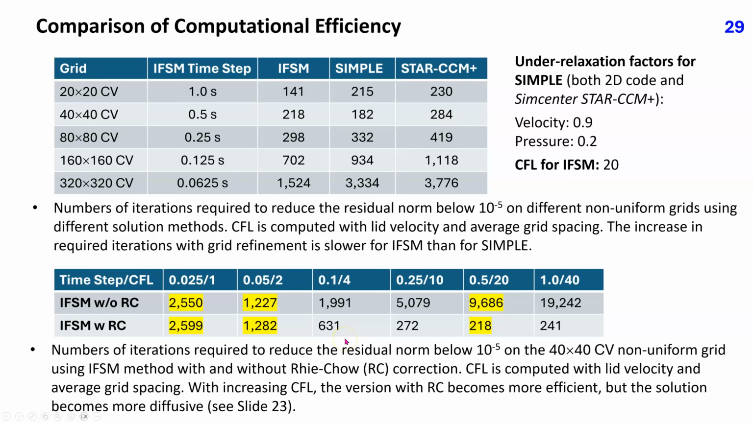The second table shows the numbers of iterations required to reduce the residual norm below 10 to minus 5 on the 40 by 40 cells non-uniform grid using the IFSM method with and without Rhie-Chow correction. CFL is computed with lid velocity and average grid spacing. At lower values of CFL, both versions require a similar number of iterations to converge. With increasing CFL, the version with Rhie-Chow correction becomes more efficient, but the solution becomes more diffusive. See slide 23. However, on finer grids, the accuracy of solutions is less affected by the Rhie-Chow correction, as shown in slide 23.